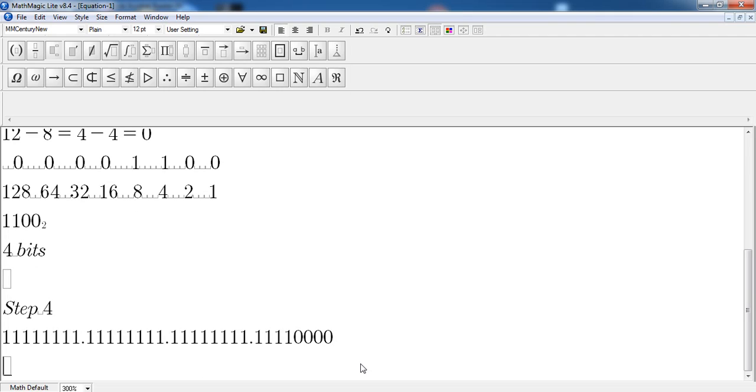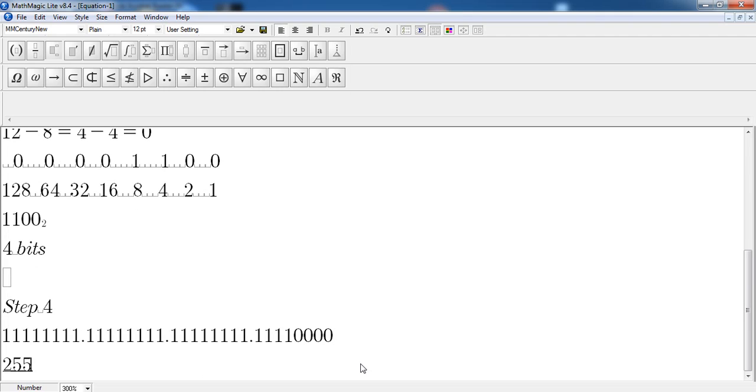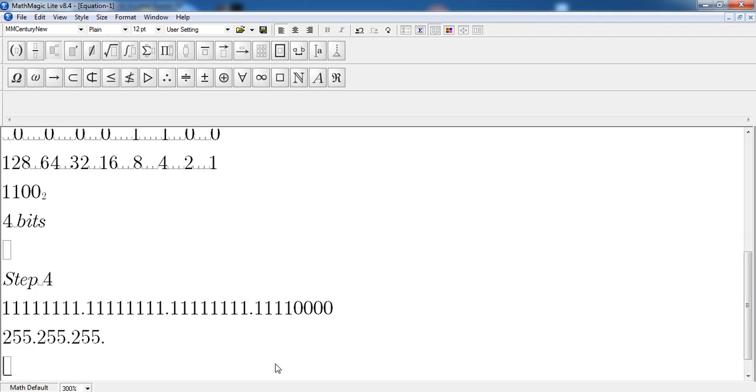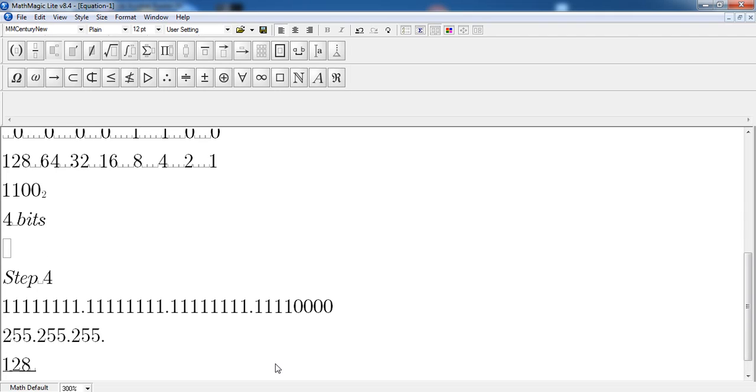The first 3 would still be 255, but we need to convert this one into decimal. So what we usually do is, again, we assign the powers of 2 over the decimal portion.